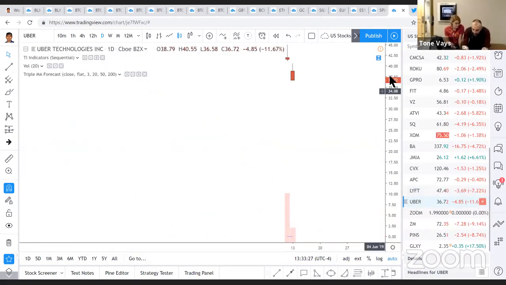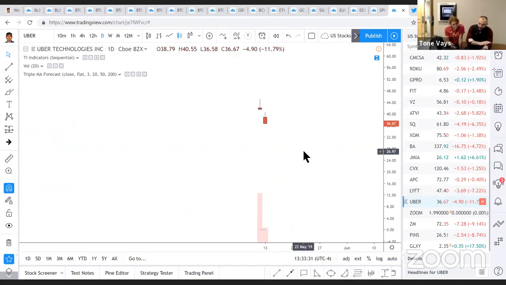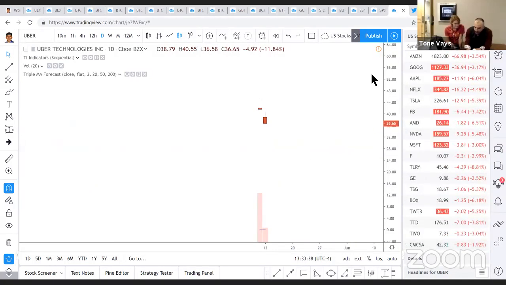Uber will probably present a buying opportunity as well. We have absolutely no TA on Uber. 2 candles do not make TA. That's about it for me. The battery's about to die anyway.